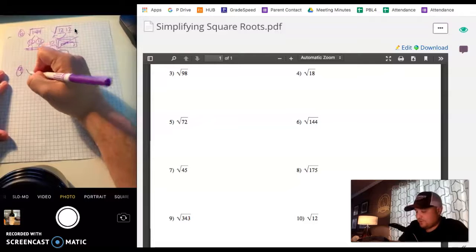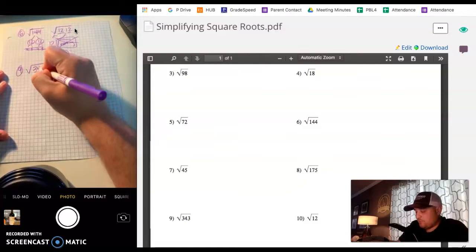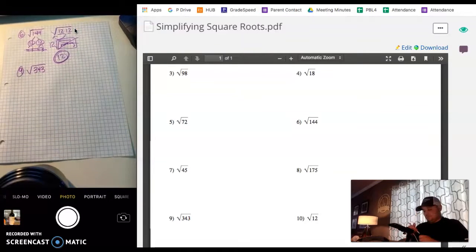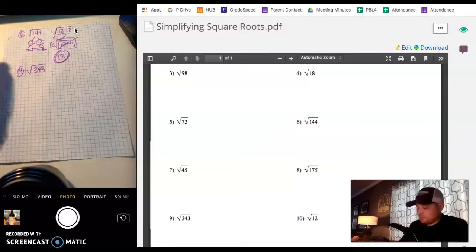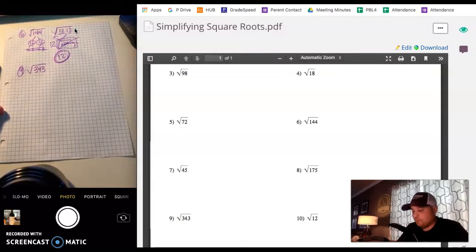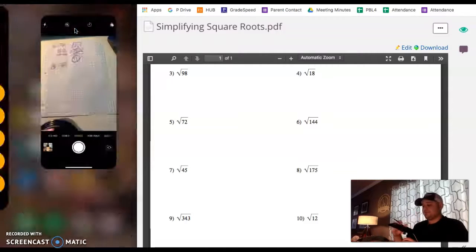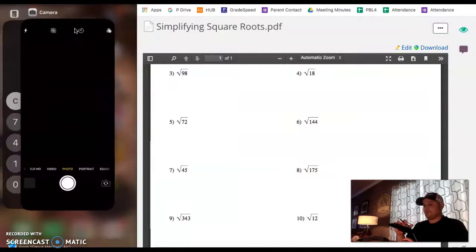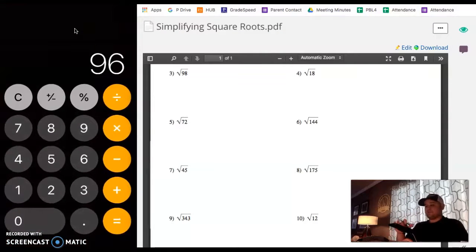All right, so we've got the square root of 343. Let's see if we can break that down. Now I don't know any numbers right off the top of my head that can divide or multiply to give me 343, so let's try some things. I'm just going to open up my calculator and see if I can figure some stuff out. So let me clear it out.